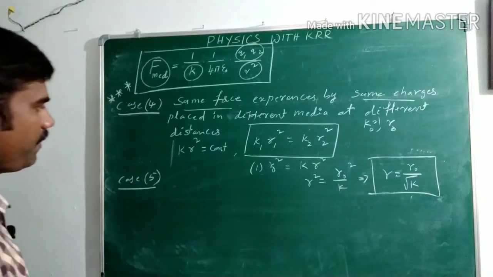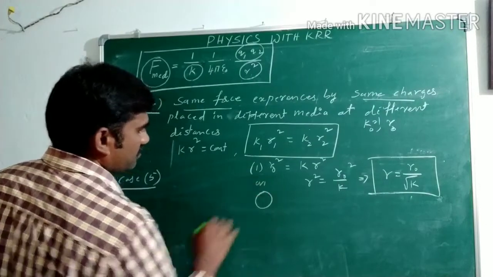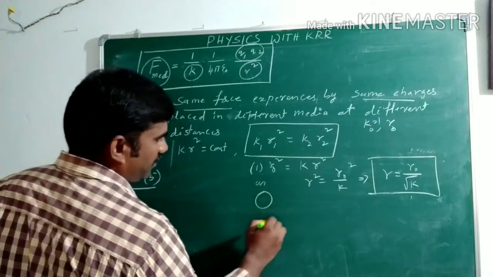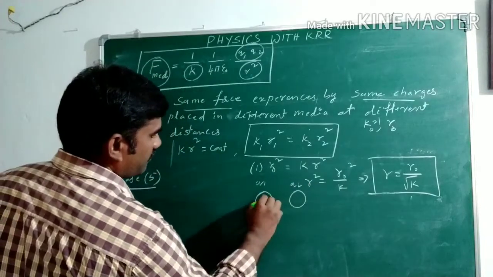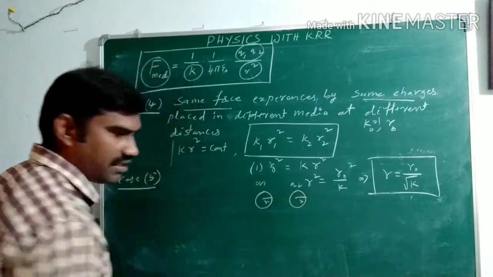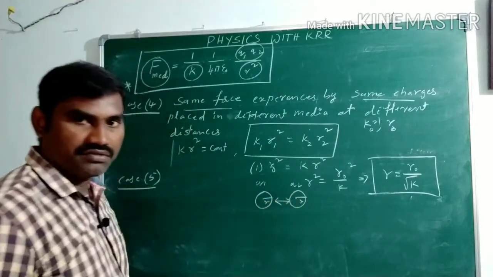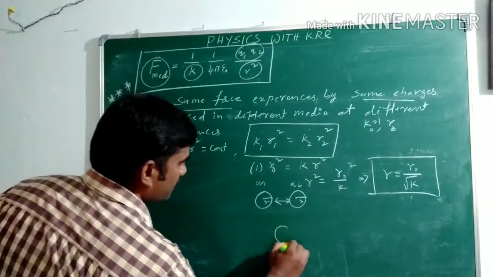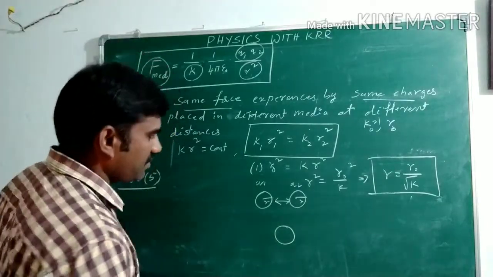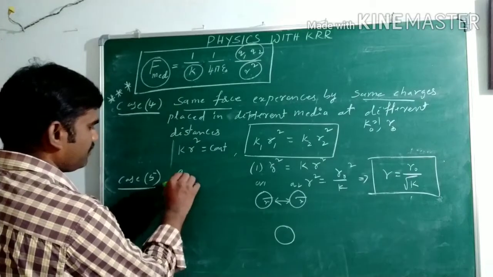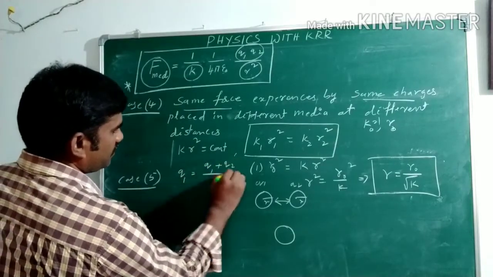Case 5. Now if two spheres, one of charge Q1 and another sphere of charge Q2, this is of radius R and this is of radius R. Now they are brought in contact with each other. Then what happens? After contact with each other, according to the process of conduction, charge on each sphere will become Q1 plus Q2 by 2.